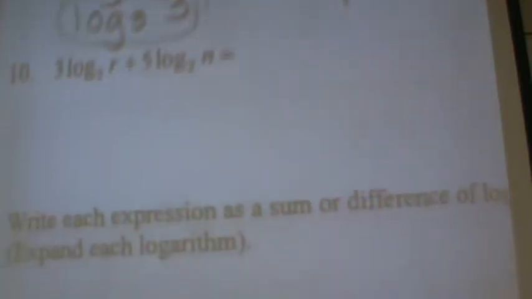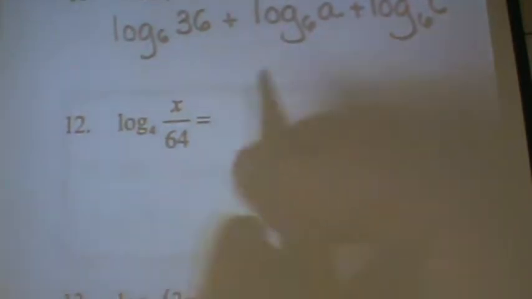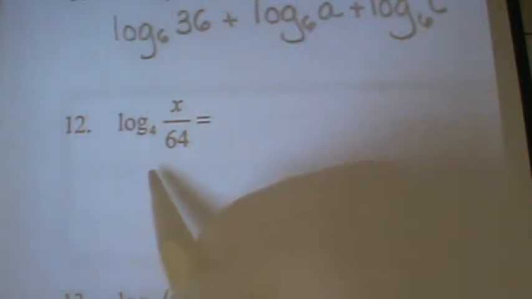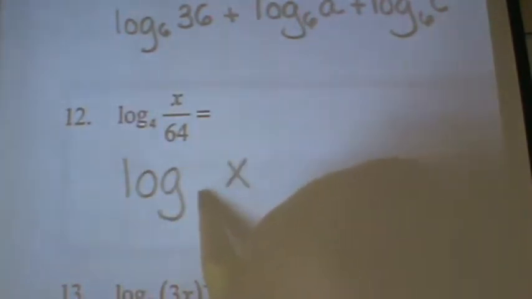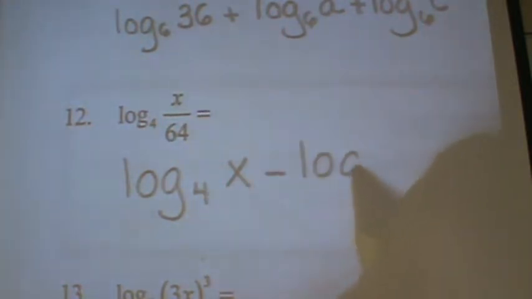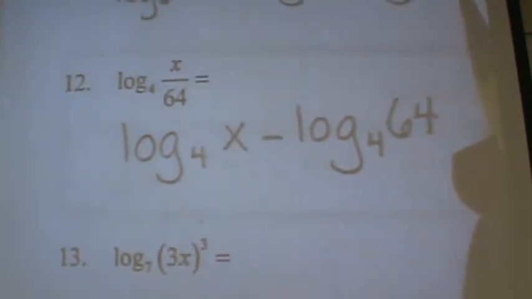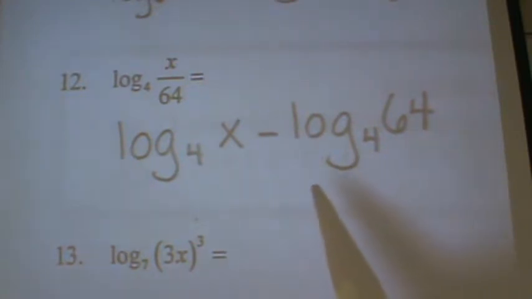Okay, can you take number 12 and rewrite that? This is a quotient, so how are we going to separate them? Log of x base what? 4. Minus log of 64 base 4. Now, that is expanding it. Now, can anyone simplify one of these two?